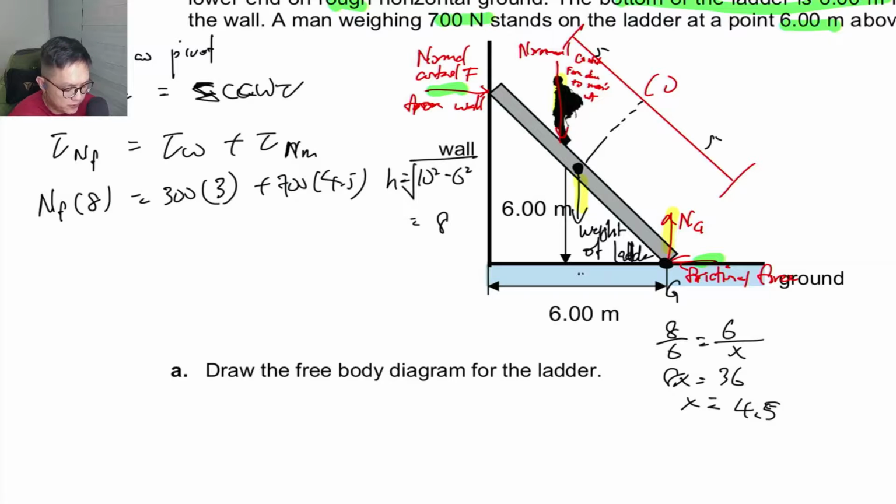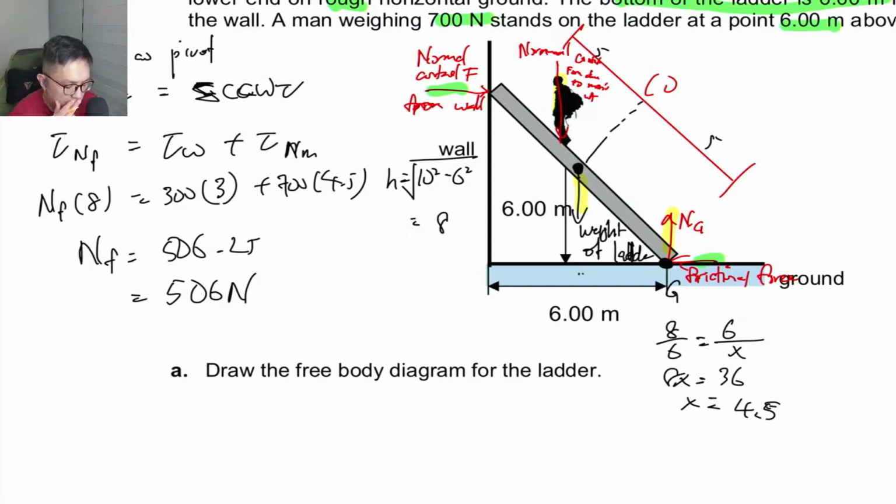Now we can find NF quite easily. NF is just equal to 300 times 3 plus 700 times 4.5, divided by 8. So I get 506.25 newtons. Let's check NF. Yeah, 506.25 newtons, therefore approximately 506 newtons.